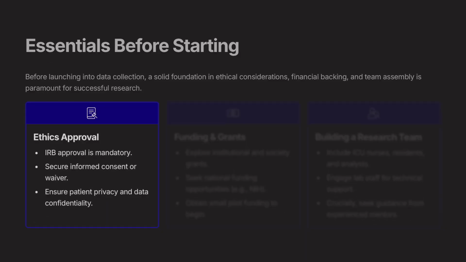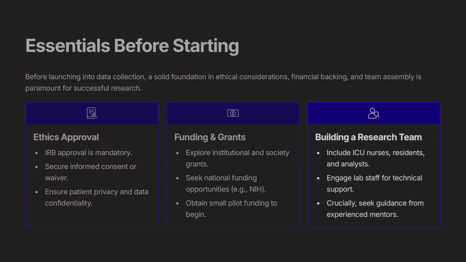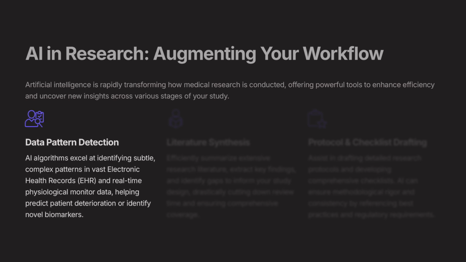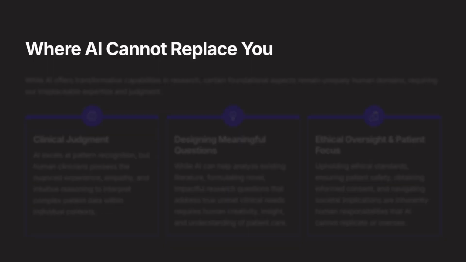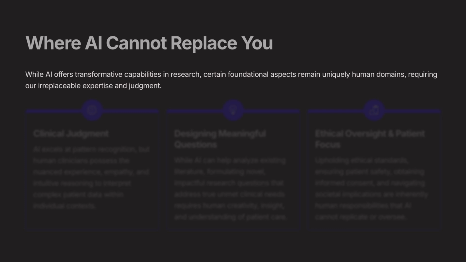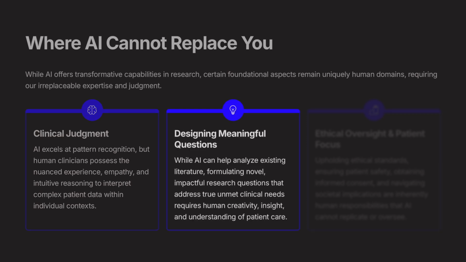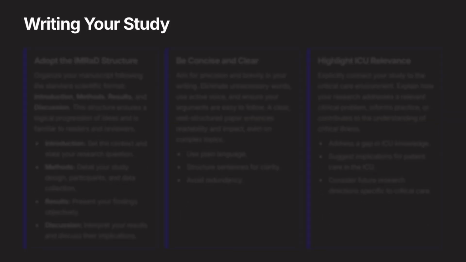Essential before you start: ethics approval, which is mandatory, funding and grants if you're requiring large resources, and of course, you need to have a good research team. Now, AI in research is going to help a lot. It's primarily used in finding data patterns, doing the literature synthesis, and developing a protocol. Now, where AI cannot replace you is your clinical judgment. It cannot just make a topic up for you. You have to do it. It cannot design meaningful questions for you. And ethical oversight and patient focus is important. You cannot fabricate anything and just do it with AI. It will be easily spotted.